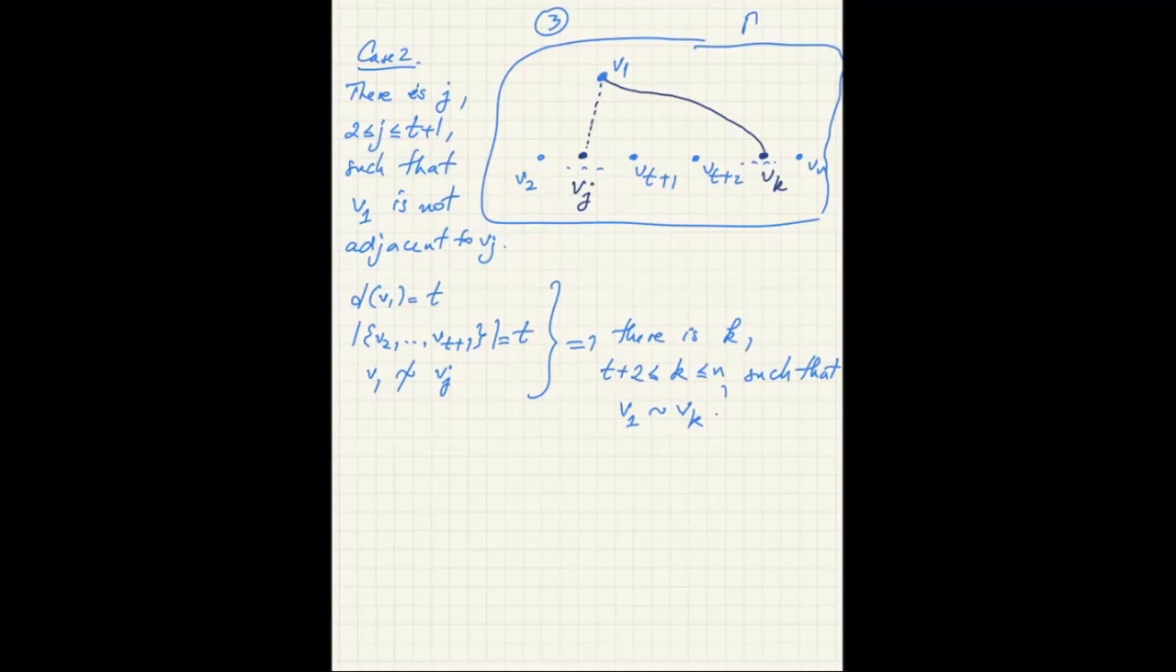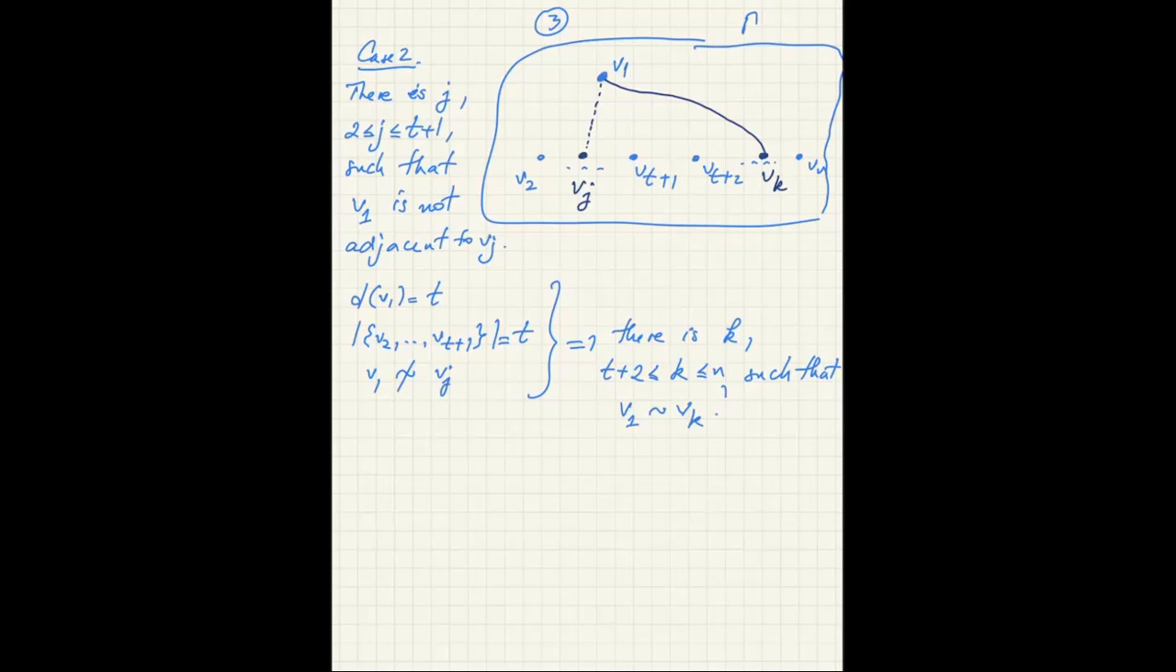Because again, the graph is simple, so there are no loops and no multiple edges. So when we're counting the edges which contain v1, we must get t such edges. And the edge v1, vj is not there. Therefore, in order to get up to t, there must be some vertex vk with k between t plus 2 and n such that v1 is adjacent to vk.